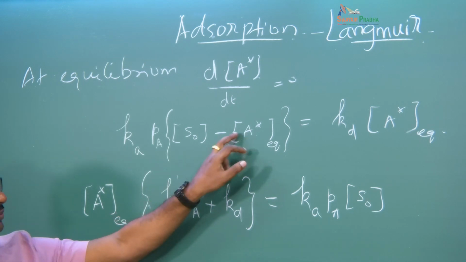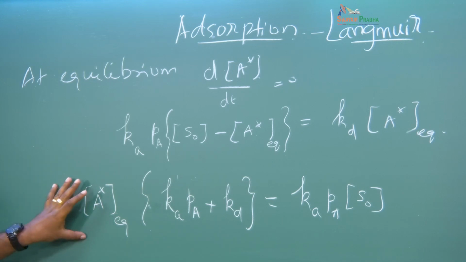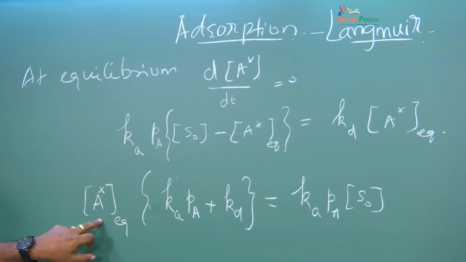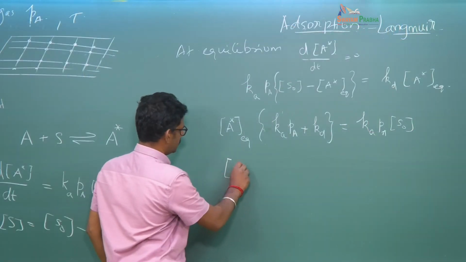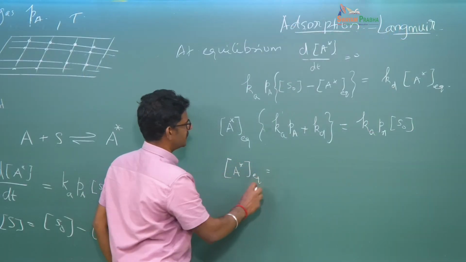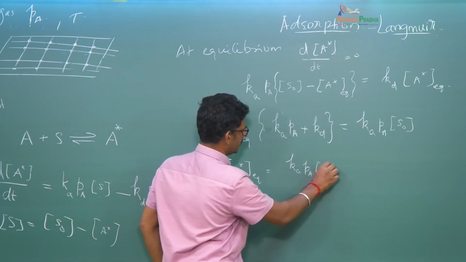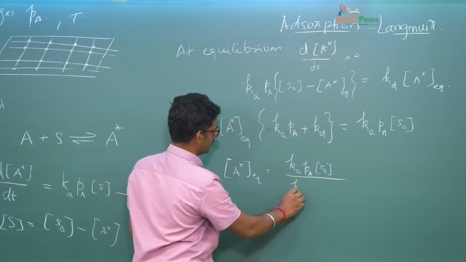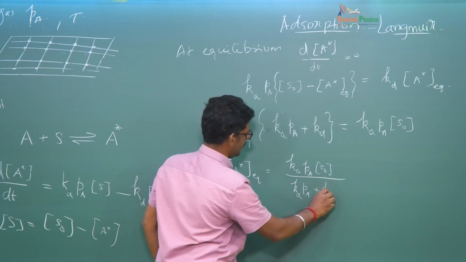There is an A star term here and there is another A star term here, and you bring all of them to one side. So you will have A star at equilibrium times the sum of Kd plus Ka Pa, and the other term goes to the other side. So we can solve: A star at equilibrium is basically Ka Pa S naught divided by Ka Pa plus Kd.